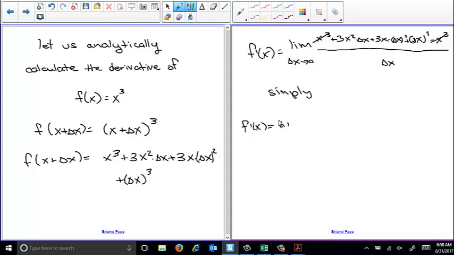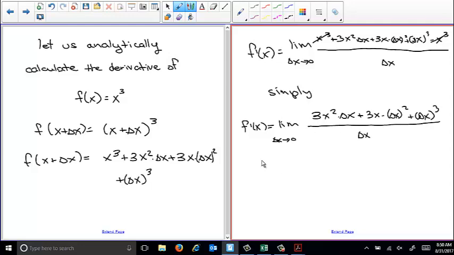So we got the limit as delta x goes to 0 of 3x squared times delta x plus 3x times delta x squared plus delta x cubed, all divided by delta x. Then we divide out delta x, because you can see every term in the numerator has delta x. We have one delta x, we have delta x squared, we have delta x cubed.